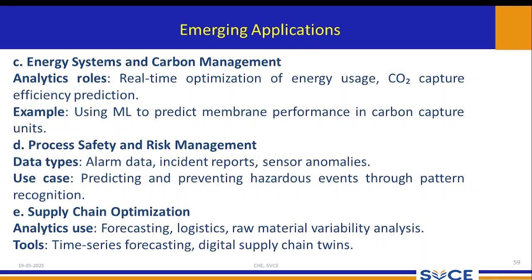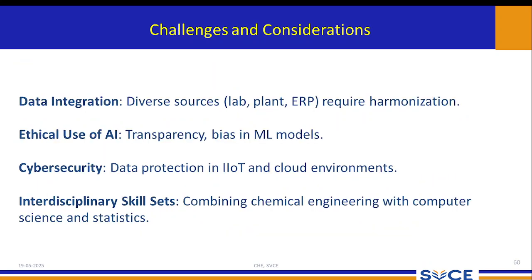Coming to the emerging application, energy systems and carbon management. Analytics roles: real-time optimization of energy usage, carbon dioxide capture efficiency prediction. Example: using machine learning to predict membrane performance in carbon capture units. Process safety and risk management: data types are alarm data, incident reports and sensor anomalies; use case is predicting and preventing hazardous events through pattern recognition. Supply chain optimization: analytics use is forecasting, logistics, raw material availability analysis; tools are time series forecasting and digital supply chain twins.